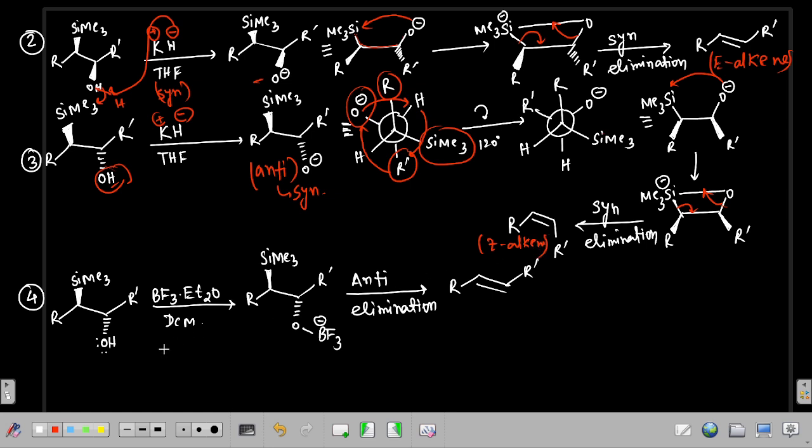Now in this case, this is an acid catalyzed reaction. So this hydroxyl will attack on this BF3 and form this intermediate. After this, you see, in acid catalyzed reaction, both this OH and TMS should be anti, and here both are anti, so we don't need to do anything. So it will undergo elimination, and it will give an E alkene because here R and R dash are anti to each other.